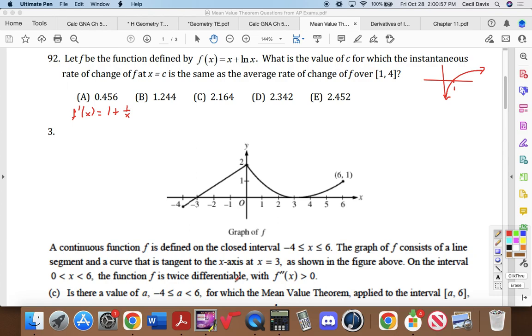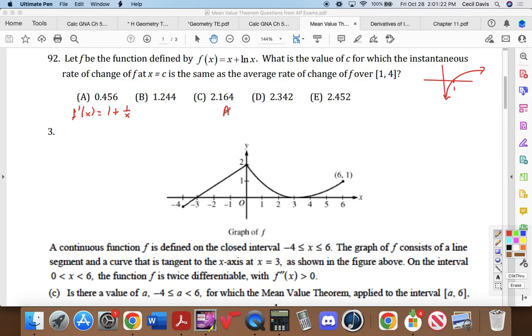Yes. Conspicuously absent from this interval is? Oh, 0. 0 is not in this interval, so it's not a problem. On this interval, the derivative is always defined. All right, so the instantaneous rate of change, well, that's this, is equal to the average rate of change.